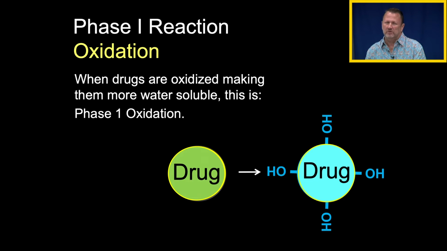Well, the same thing happens with drugs. When we give a medication, that medication is going to be oxidized, making it more water soluble. That's called a phase 1 oxidation. So if you're reading about medications and it says they undergo a phase 1 reaction, that's what they're talking about here. The liver and the CYP enzymes everywhere else recognize this drug, and they start oxidizing it. And by oxidizing the drug, it makes it more water soluble, making it easier to eliminate through the kidneys.